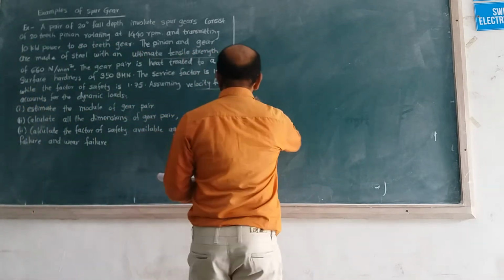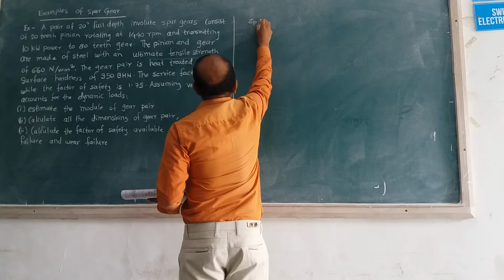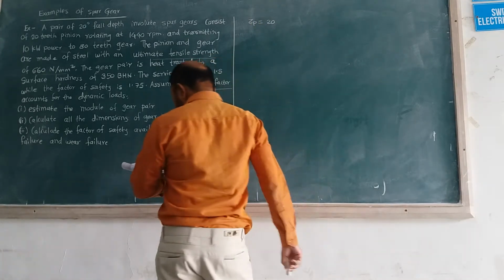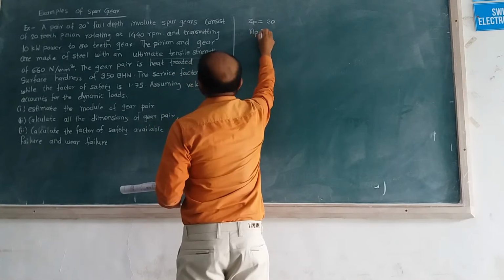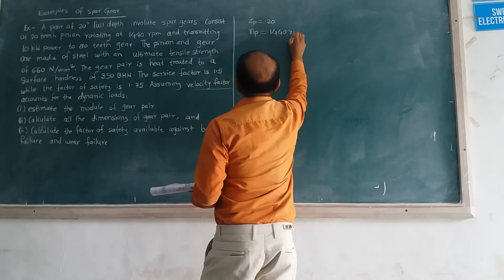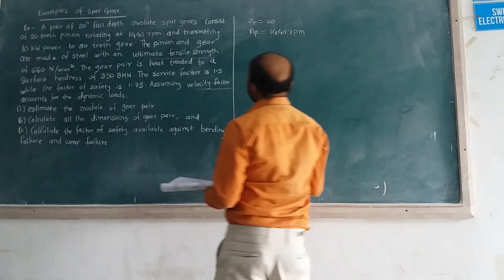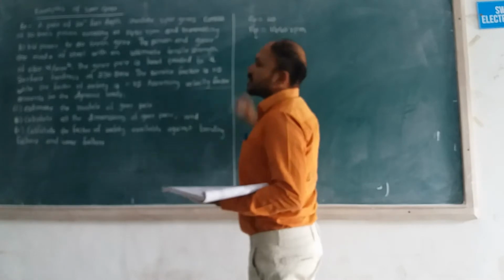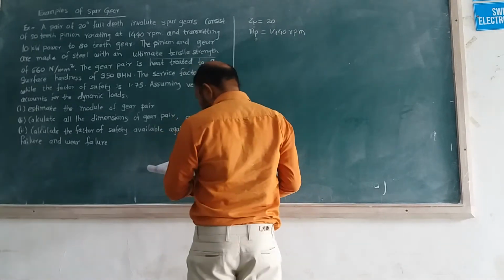First, we have written here the given data. The number of teeth on the pinion is given, that is 20. Then the speed is given, that is 1440 rpm. This speed is related to the pinion. So NP, the suffix P is written for pinion, and here also suffix P is written for pinion. So NP is equal to 1440 rpm.